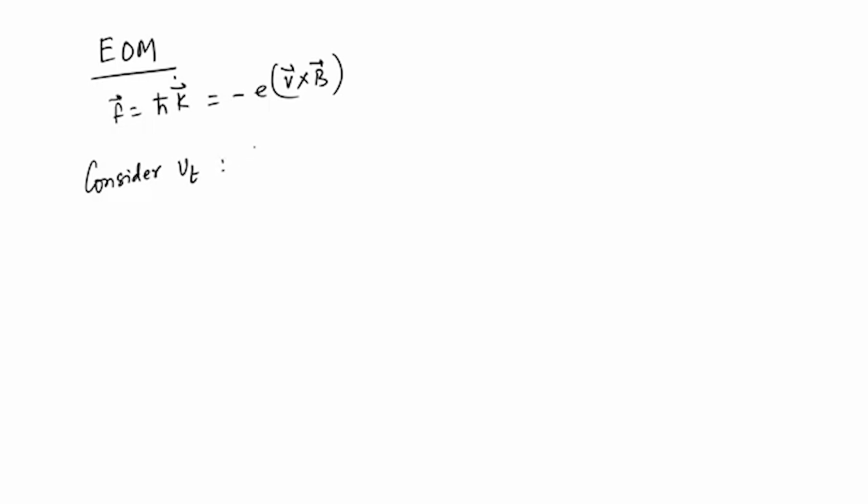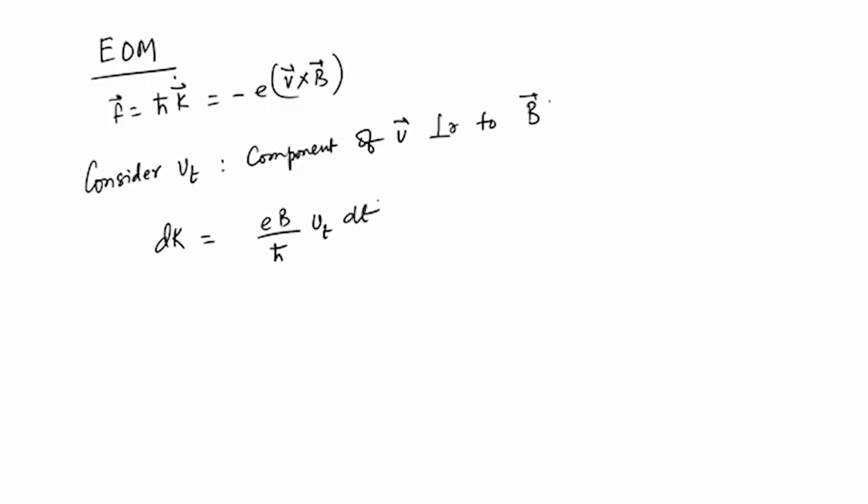So, this v_t is the component of v perpendicular to B. Okay. Which means that you do not need to worry about the sin theta between them. So, sin theta equal to 1, and in that case you can write dk equal to eB over h cross, v_t dt. Just simply write dk/dt as this equation. So, dk is equal to this.